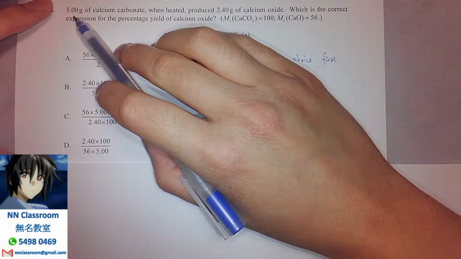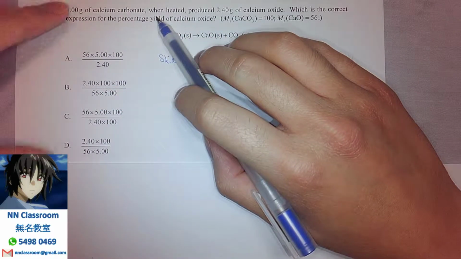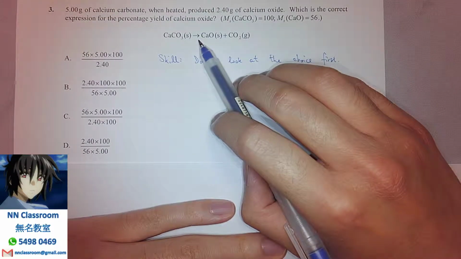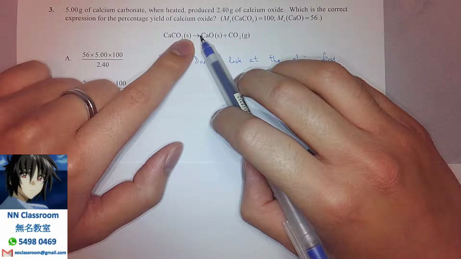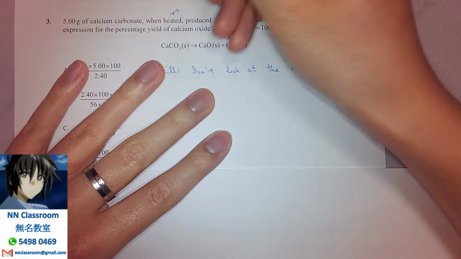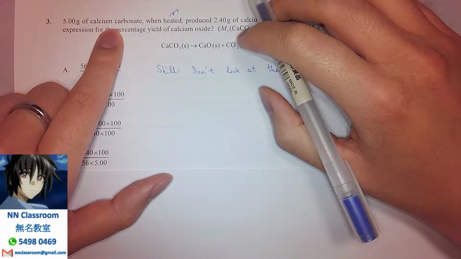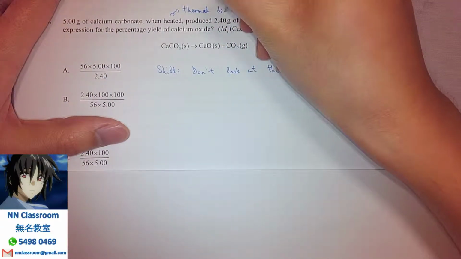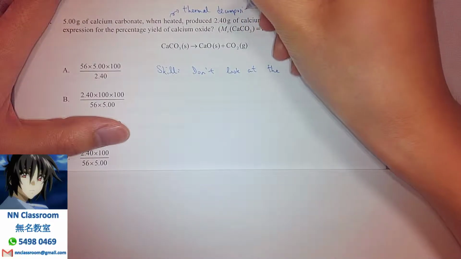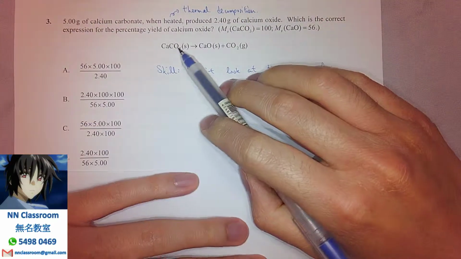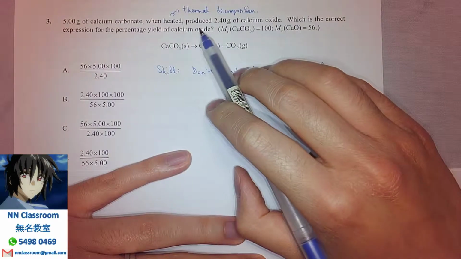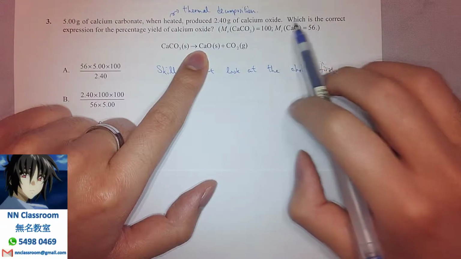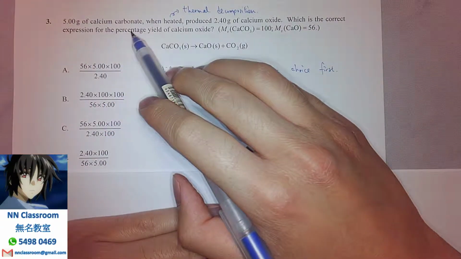They say that 5 grams of calcium carbonate, CaCO3, is heated. So now it's having a decomposition reaction, also known as thermal decomposition. Here, just to get your background: normally, this heating process of calcium carbonate is what we call a thermal decomposition. You see that one compound now breaks down into 2. What they produce is 2.4 grams of calcium oxide, CaO. Which is the correct expression for the percentage yield?